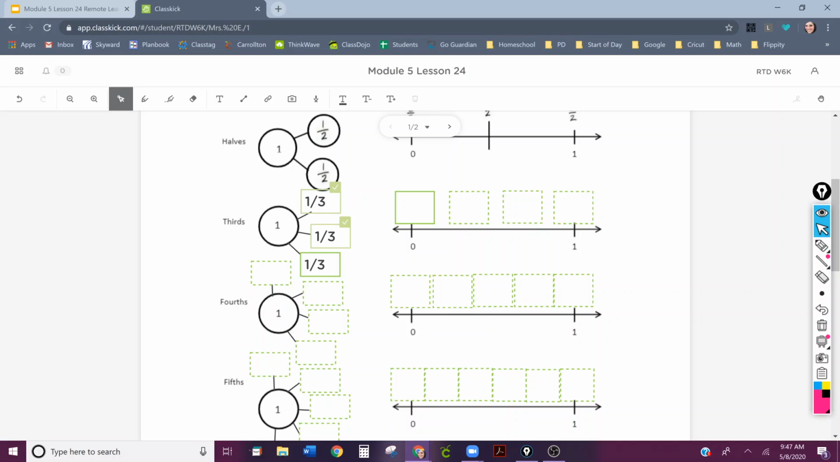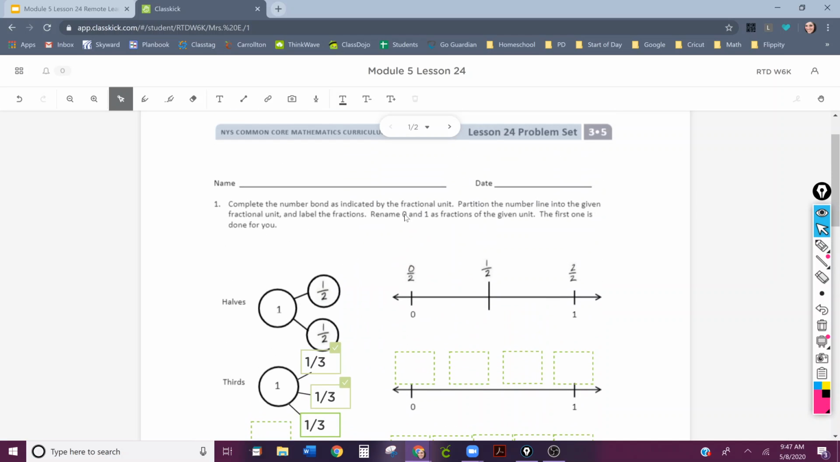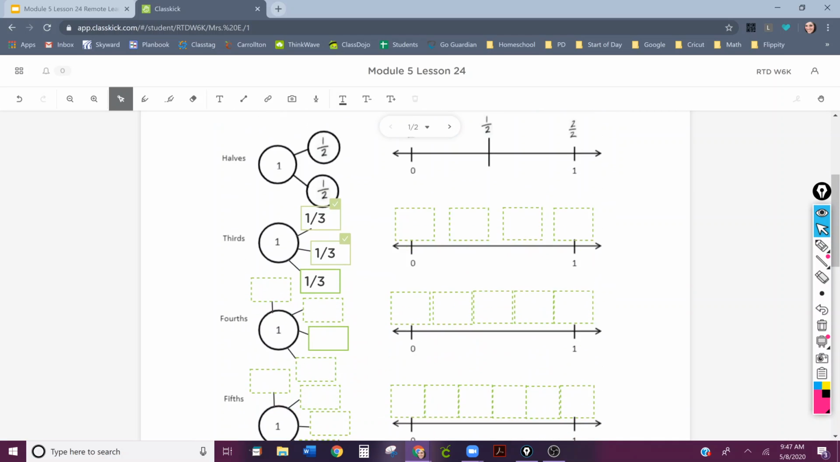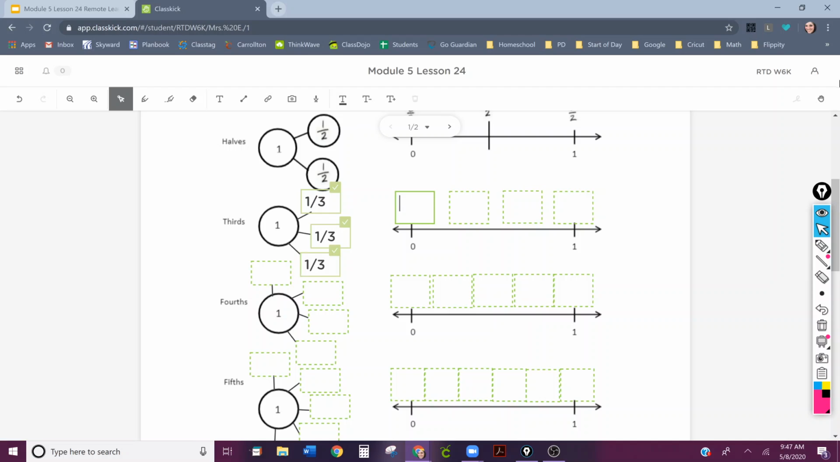So now let's look at the number bond. It said at the top that I need to rename 0 and 1 as fractions. So that means I need a fraction here for 0. So this would be 0 out of 3 parts. And then we would have 1 out of 3, 2 out of 3, and 3 out of 3. So 0/3, 1/3, 2/3, 3/3. Essentially, I'm just counting up.